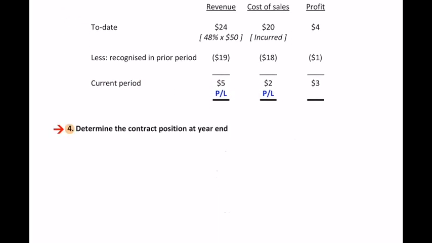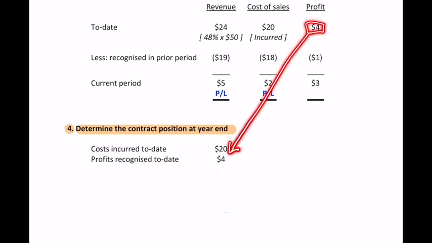Lastly, we look at step 4 to determine the contract positions at the end of the reporting period. There's a formula to determine the contract positions to be reported in the statement of financial position. First, we have to take the cost incurred to date. Cumulatively, the total cost incurred to date is equal to 20, plus if it's a profit, minus if it's a loss. For this example, it's a profit recognized to date, which is equal to $4. The total of these two represents the value of the contract to date, $24.